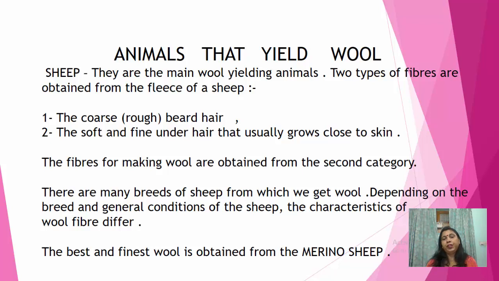There are many breeds of sheep from which we get wool. Breeds means varieties. Depending on the breed and general conditions of the sheep, general condition meaning the conditions in which it is living, the characteristics of wool fiber differ. And the best and the finest wool is obtained from the merino sheep. The wool of the best quality, the finest variety, comes from which sheep? Merino sheep.